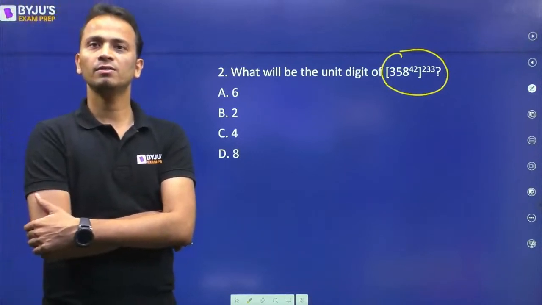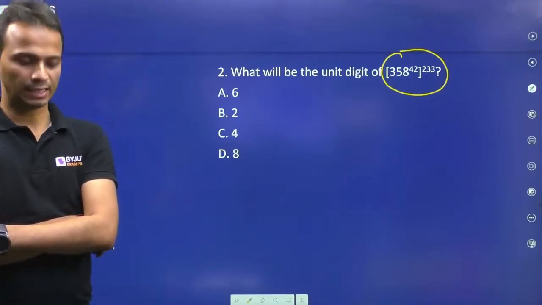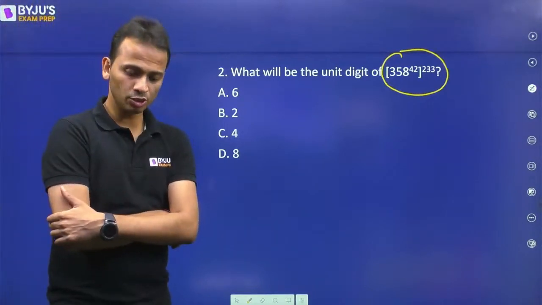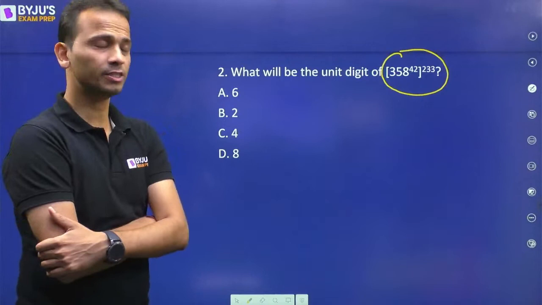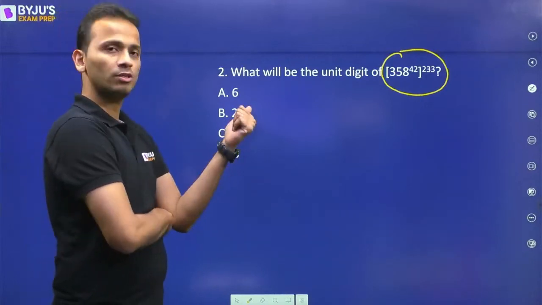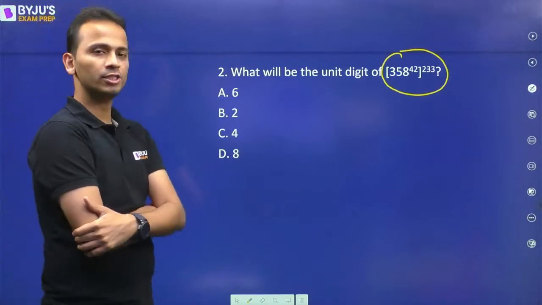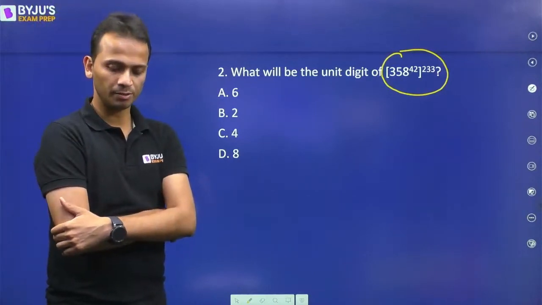So Shraddha, Nidhi, Tarun, I can see 3 students responding to the questions. I want other students who are there in this live session to respond with this answer as well. You need to find out the unit digit of the given number.